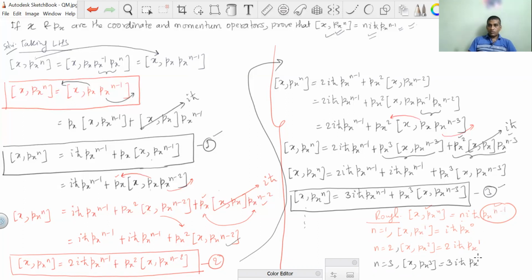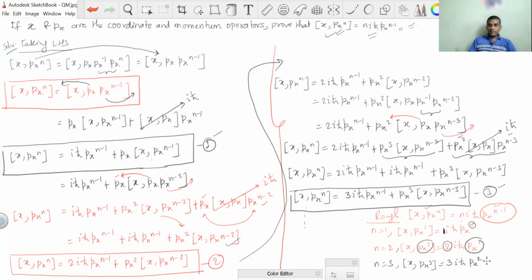So this gives us value 2. So we get 1 on right hand side, and in this relation we have px power 0. In this relation, we have n equals 2 on right hand side, and we have px power 1. That is, the power of px is reduced by 1 because the power of px is 2 on left hand side.